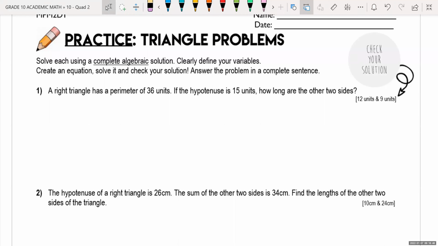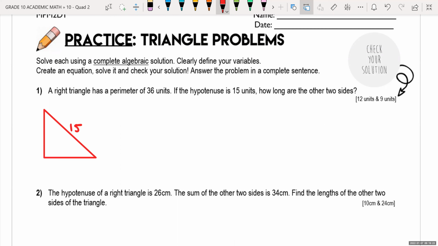I can't remember. All right, a right angle triangle has a perimeter of 36 units. If the hypotenuse is 15 units, how long are the other two sides? Okay, so perimeter means we're going to be adding up all of the side lengths. We know the hypotenuse is 15 units. And then it doesn't give us any other information about the other side lengths.